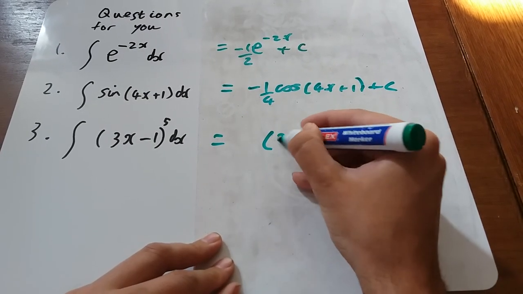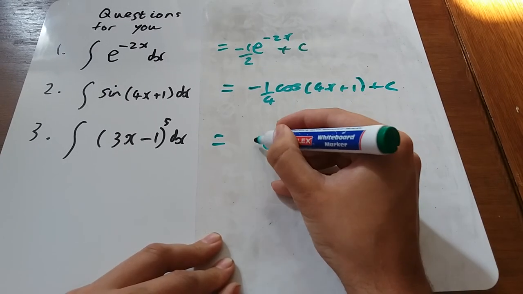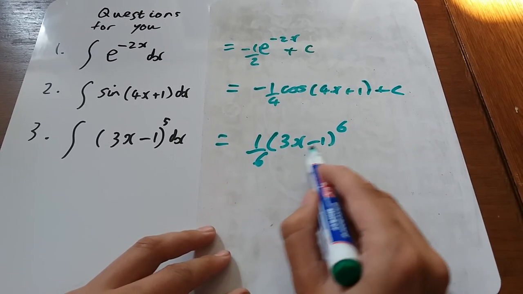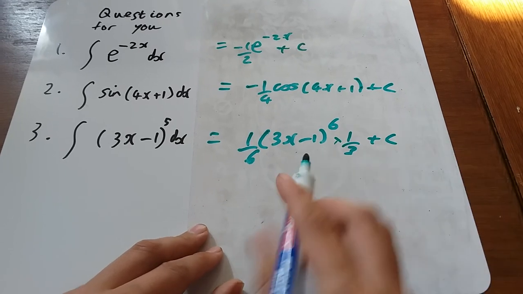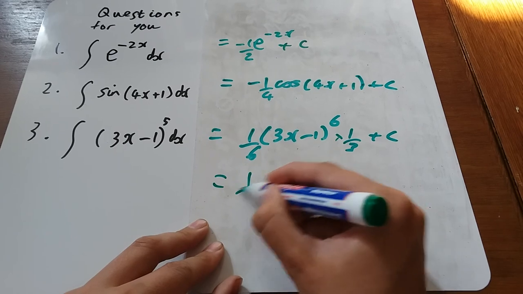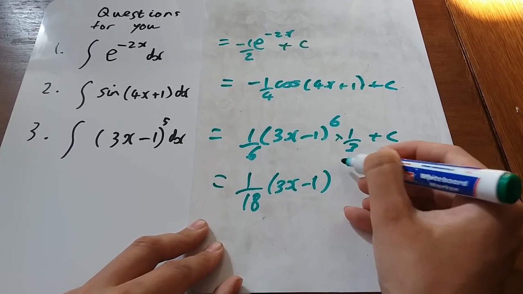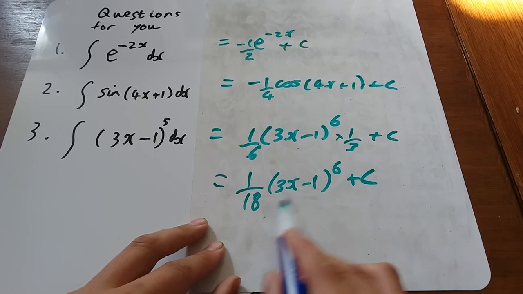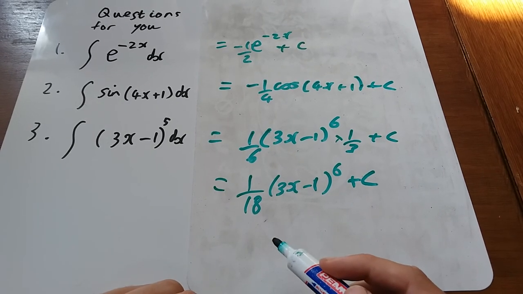Right, last one, it's one of these bracket ones. We add 1 to the power, 6, we divide by that, so a sixth, and then we're going to divide by 3, plus c. Now I'm just going to neaten that up a bit. We've got to divide by 3, we've got to divide by 6, that's the same as a divide by 18. 3x minus 1 to the 6 plus c. If you've written it as like this bracket all over 18, that's fine too. It's just different ways of writing it.